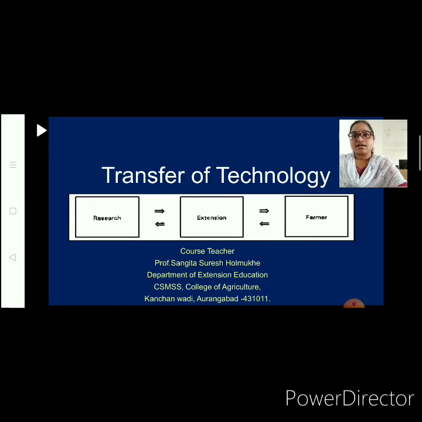in their farms, and after the observation of the benefits of the technology, they give the feedback to the extension worker about the technology, whether it is good feedback or bad feedback, whether they accepted or rejected that technology in future, that feedback they will give.